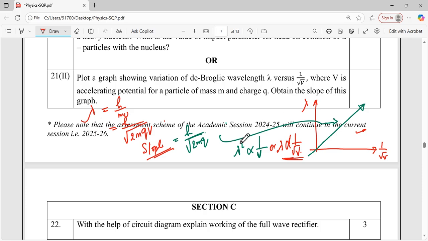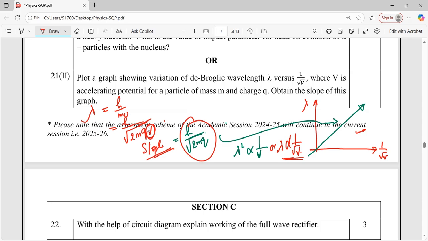Now jump to another question. That's the answer: lambda squared is proportional to 1 by V. You see there is a root V here, so lambda squared is proportional to 1 by V, or lambda is proportional to 1 by root V, squaring both sides.